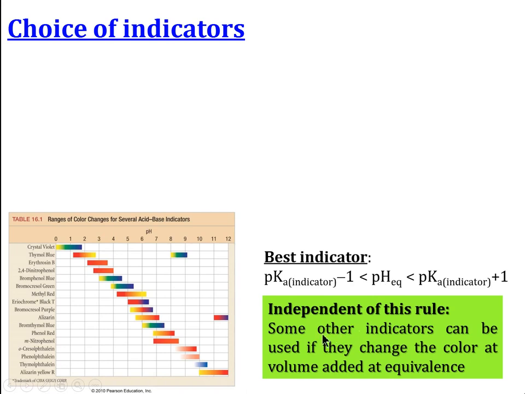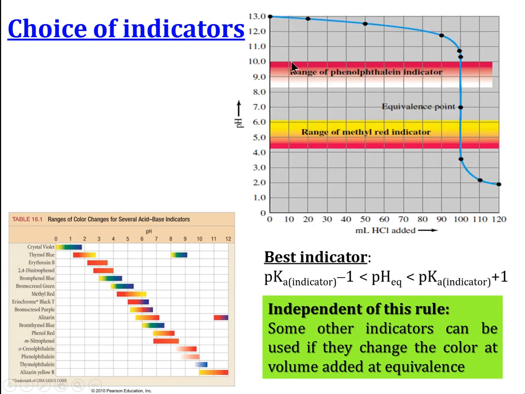But independent of this rule, some indicators can be used if they change their colors at the volume added at equivalence. Consider the following titration of a strong base by a strong acid. The pH at equivalence is 7 and the volume at equivalence is 100 milliliters. Since the pH at equivalence is 7, we have to use an indicator whose pH change range is between 6 and 8. But experiment proved that phenolphthalein can be used as an indicator in this type of titration, and phenolphthalein has a pH change range from 8 to 10.